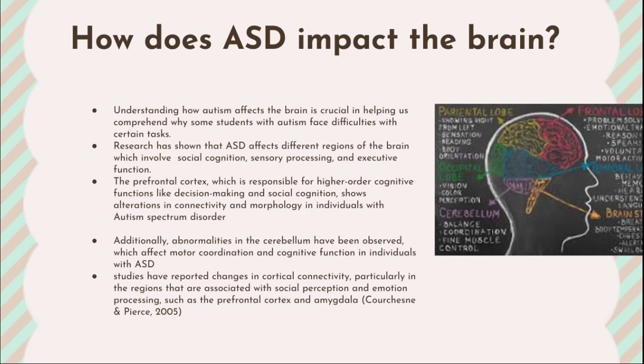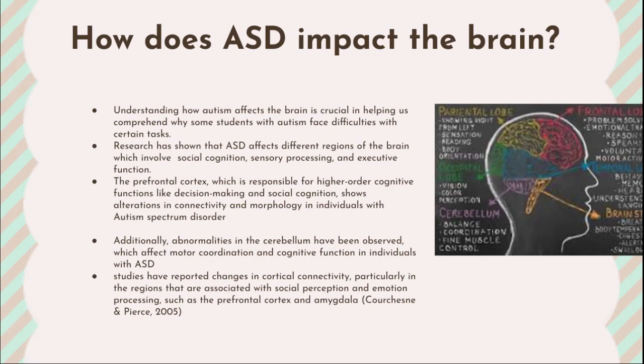How does ASD impact the brain? Understanding how autism affects the brain is crucial in helping us comprehend why some students with autism face difficulties with certain tasks. Research has shown that autism spectrum disorder affects different regions of the brain, which involve social cognition, sensory processing, and executive function. The prefrontal cortex, which is responsible for higher order cognitive functions like decision making and social cognition, shows alterations in connectivity and morphology in individuals with autism spectrum disorder.